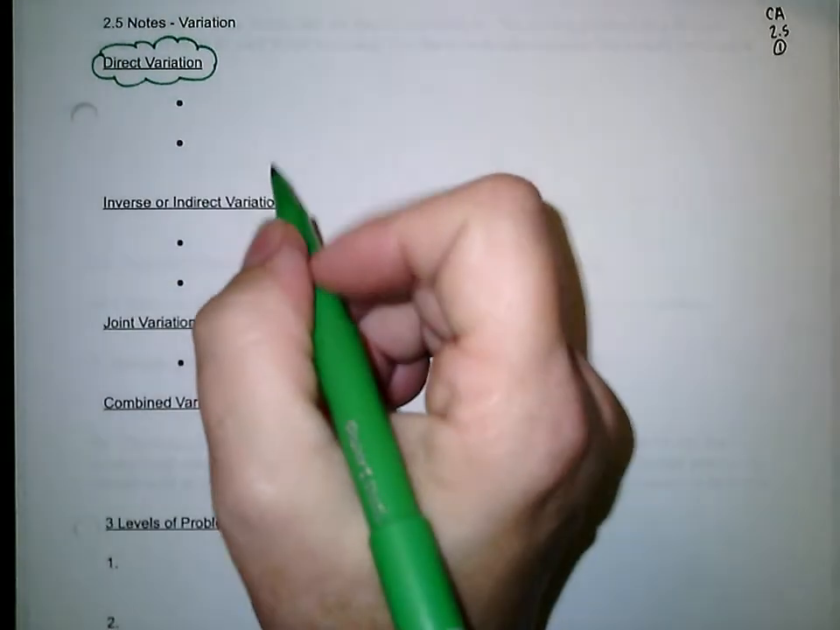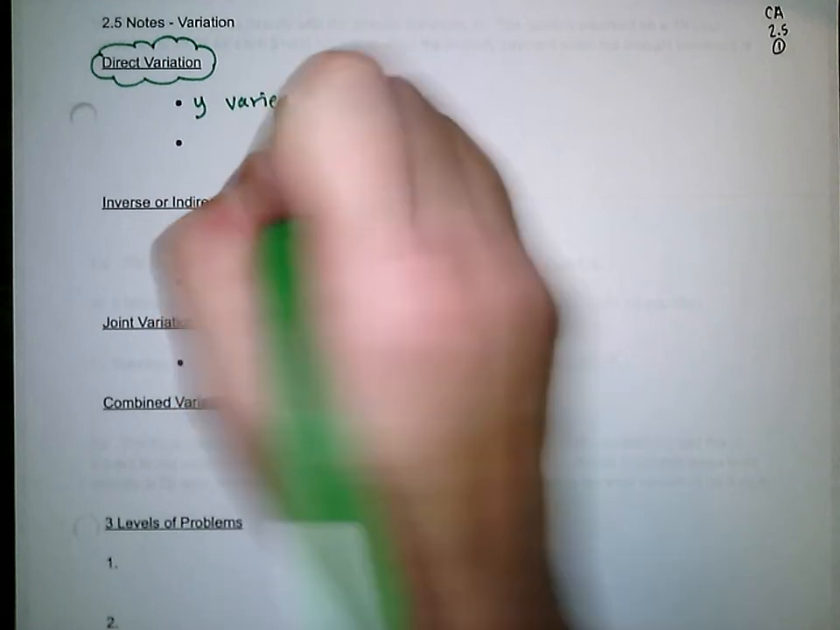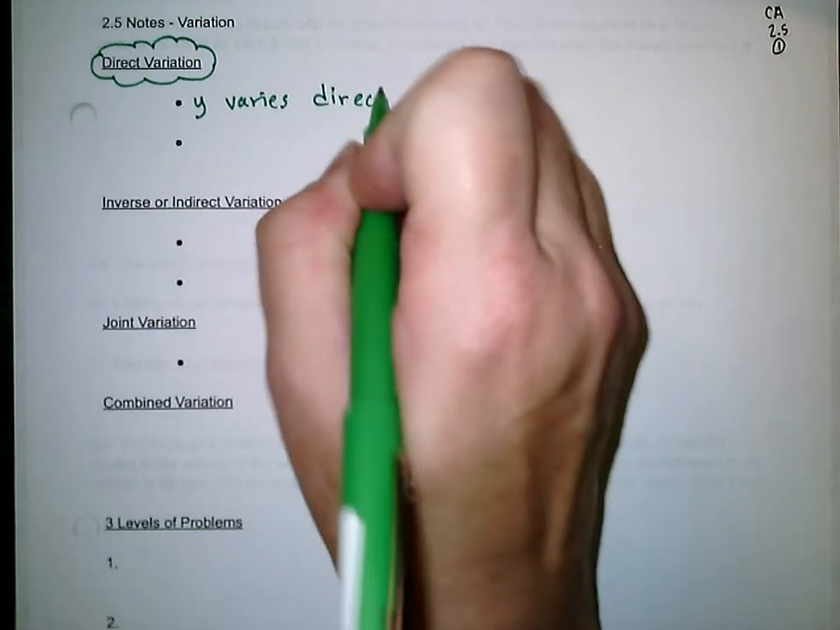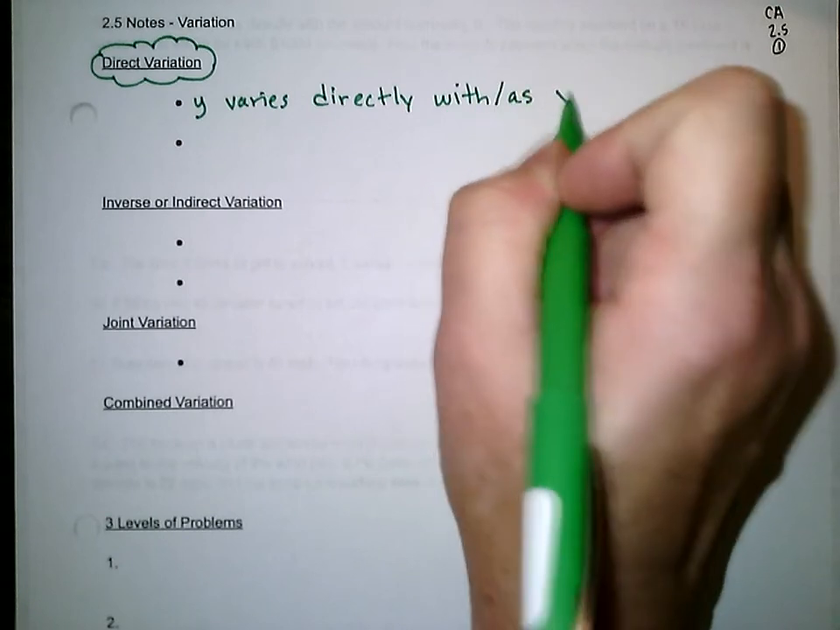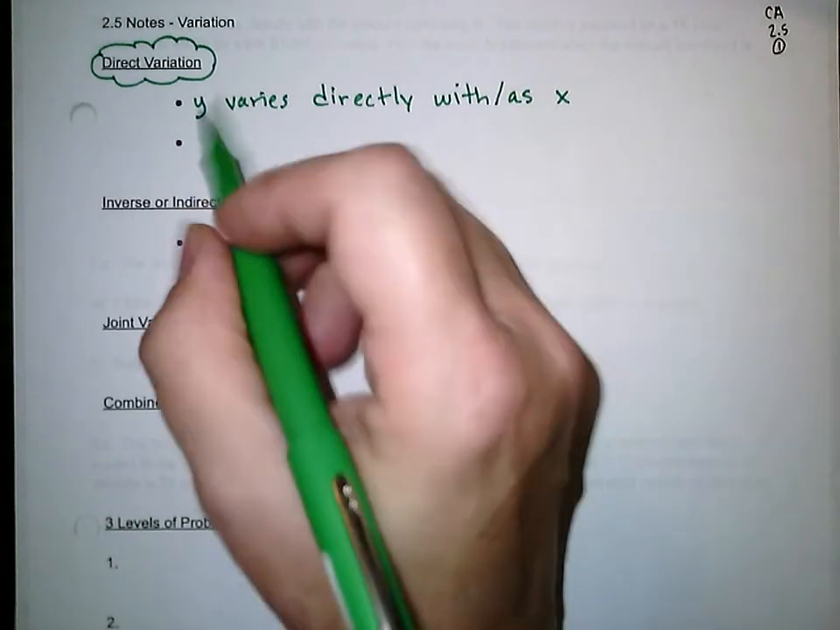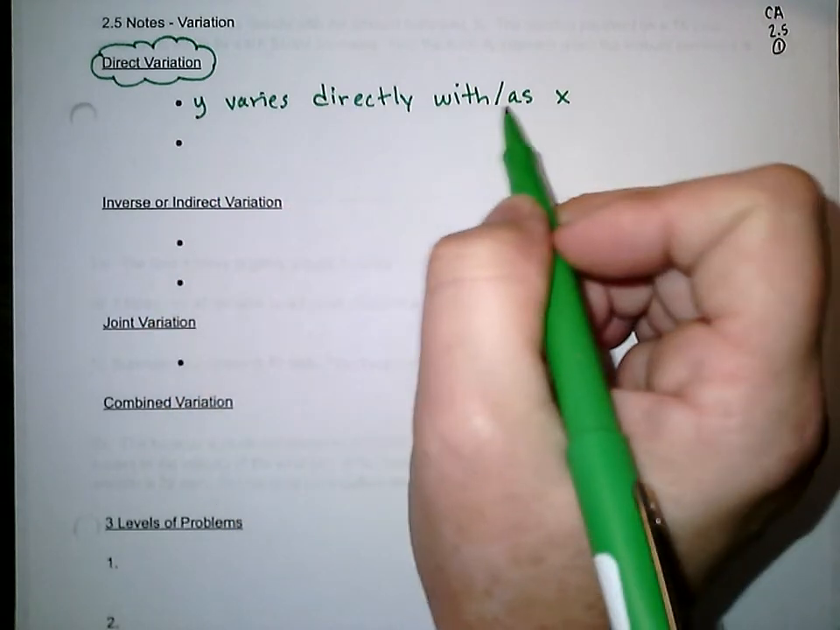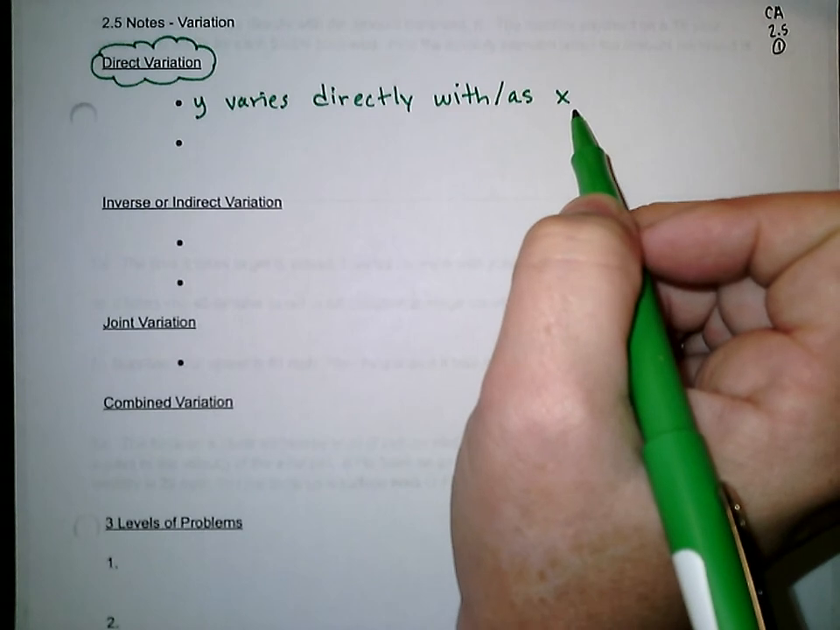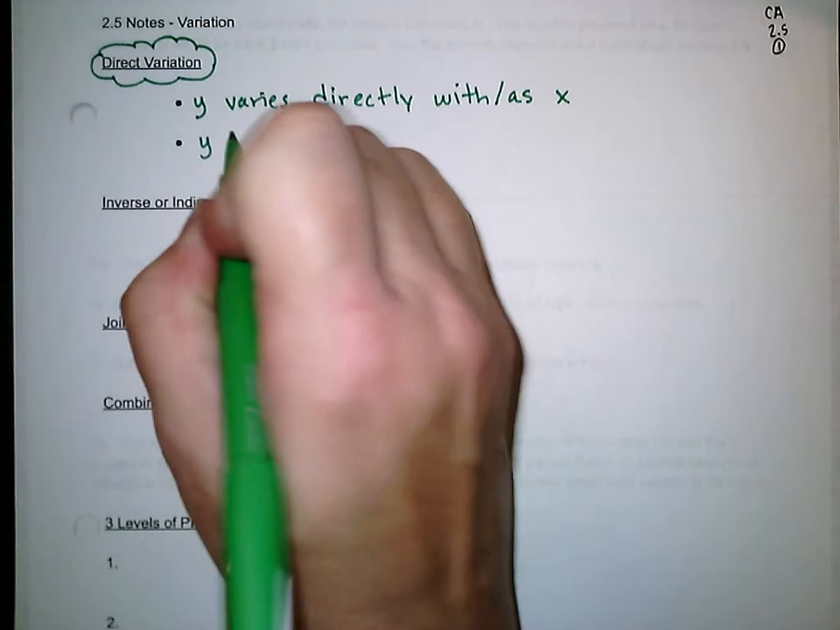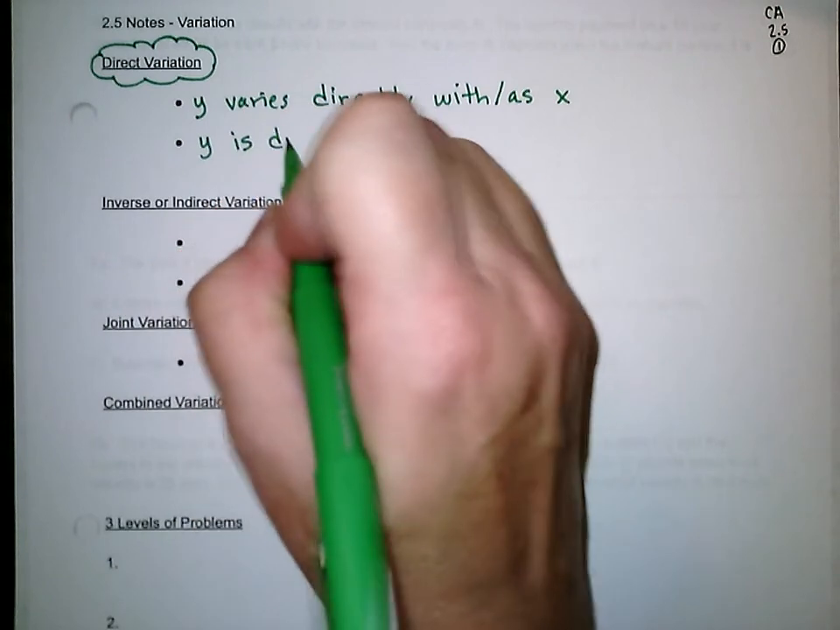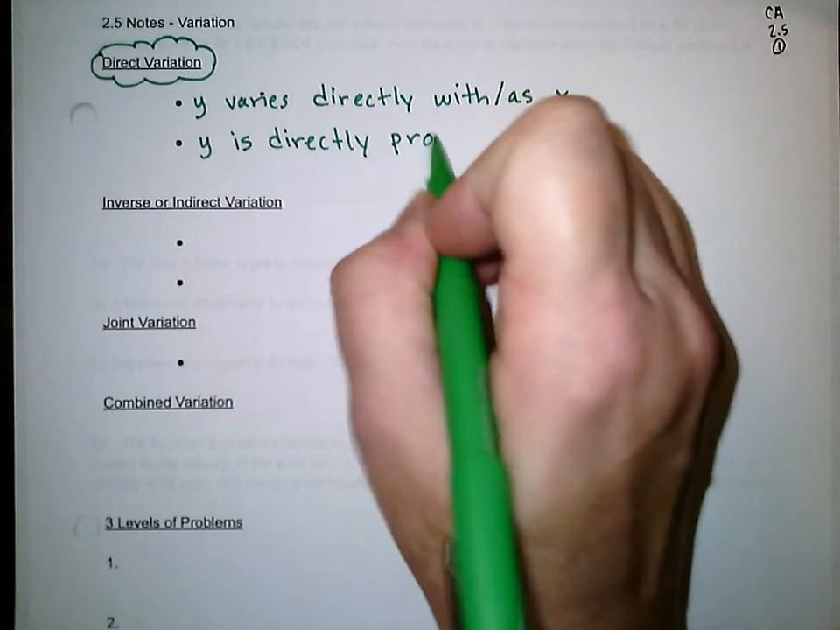And you'll recognize it because it might say y varies directly either with x or as x. But these will be like other things, like the amount of money I pay at the gas station varies directly with the number of gallons of gas I purchase. Or it might say y is proportional to or directly proportional to x.